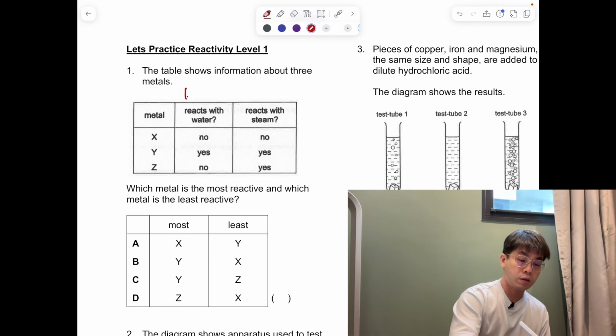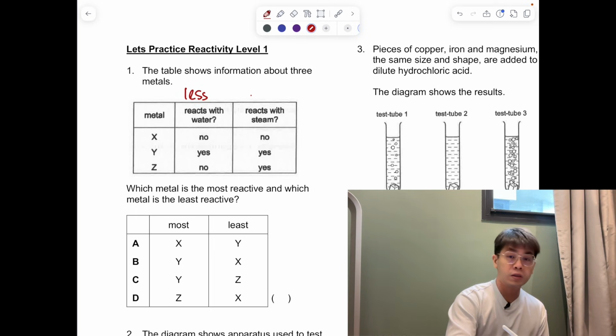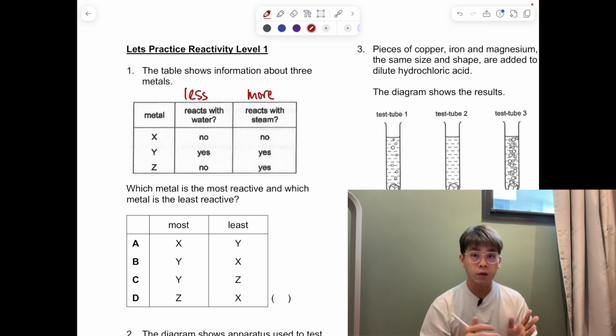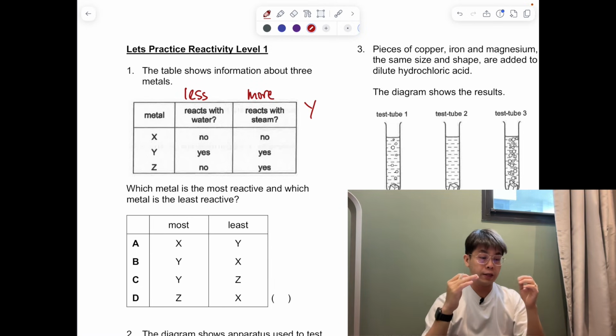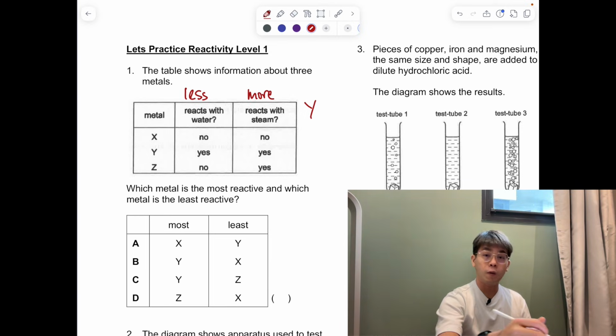So water is less harsh, while steam is more harsh. Let's look at water first. We look at the less harsh one first. Based on the less harsh condition, I know that X and Z don't react, but Y reacts already. So I know that Y is right at the top of the reactivity, followed by X and Z. I can forget about Y already because Y is right at the top, so it's the most reactive.